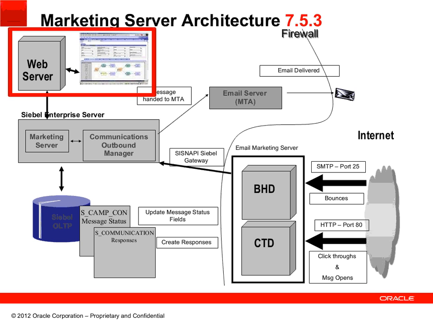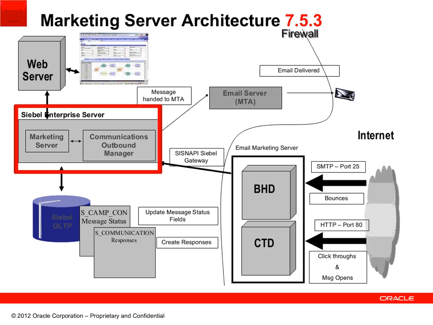Let us see in detail how this architecture works. In Siebel 7.5, when the campaign launch request is submitted from the UI, a request goes to Siebel web server, and then Siebel web server passes it on to Siebel enterprise server to trigger the marketing campaign launch workflow. When the marketing campaign launch workflow is triggered, it calls the marketing wave launch workflow as a sub-process, and the marketing wave launch workflow sends a request to communication outbound manager, and communication outbound manager sends a request to MTA to send out emails.